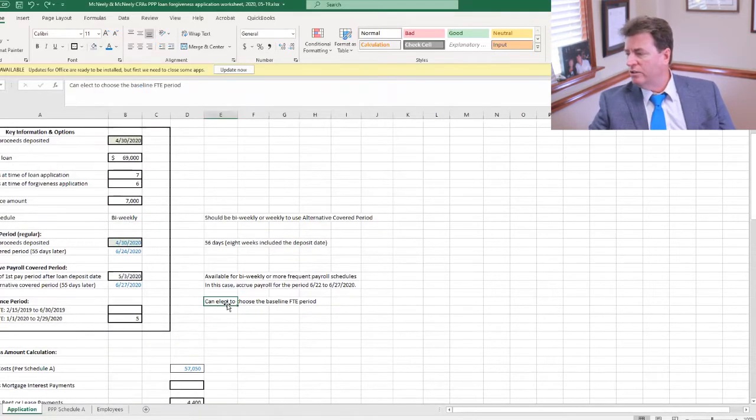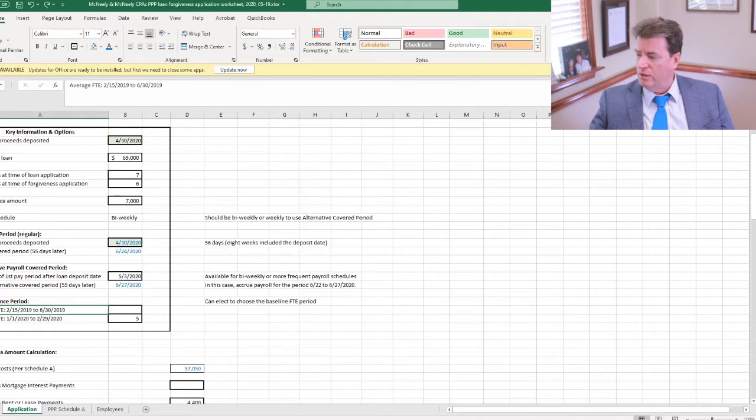You can also elect to choose the baseline full-time employee count period. You can use average full-time employees from February 15, 2019 to June 30th, 2019. So that's last year. Or you can go from 1/1/20 to 2/29/20. So you're obviously going to want to do the math, believe me, and pick the period that has the lowest average full-time employee.